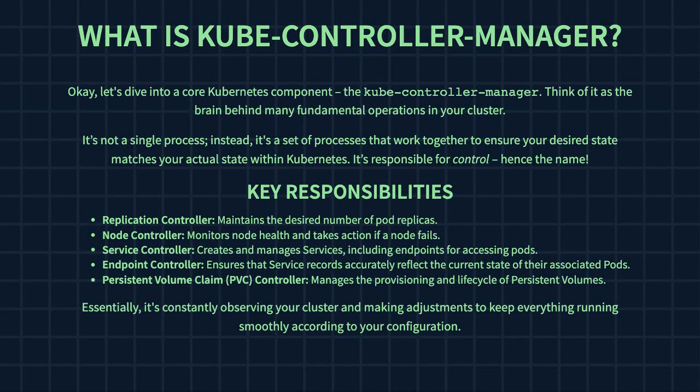Let's talk about the kube-controller-manager. This is a really important piece of the Kubernetes puzzle. It's not just one thing, it's actually a collection of processes working together as the cluster's central control system. Imagine it like having a team of managers constantly checking and adjusting things to make sure everything is running as planned, whether that's keeping the right number of pods up and running, or making sure nodes are healthy. It handles tasks like maintaining replica counts for your applications, managing services, and even dealing with node failures, all automatically.